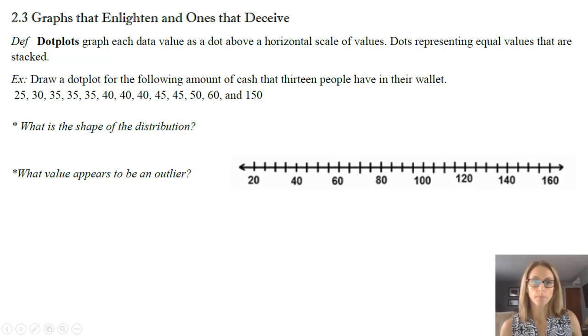So now we're going to finish up Chapter 2 with Section 2.3, Graphs that enlighten and ones that deceive. So the first thing we'll quickly mention is dot plots, and that's another way to graph data. We will not do a lot with dot plots, just understand the basic idea behind them.